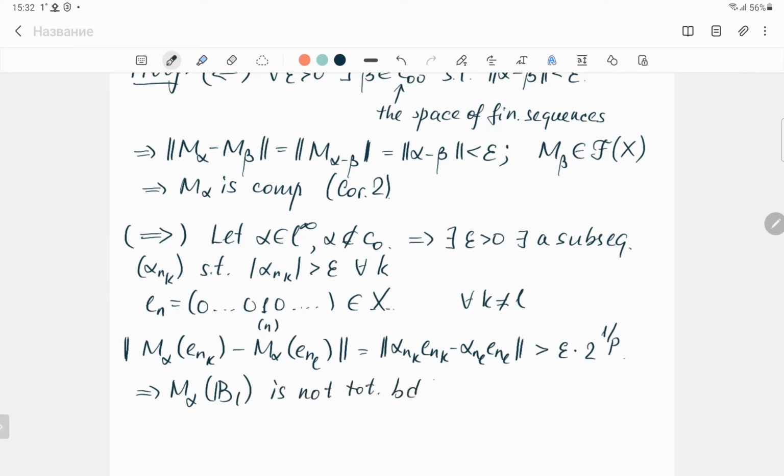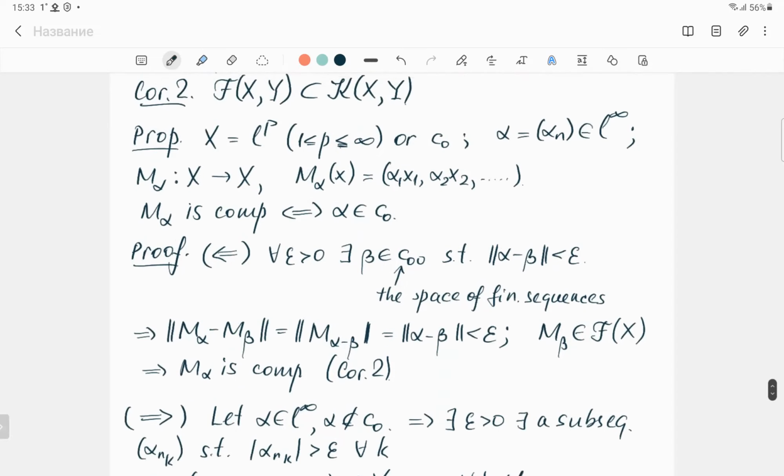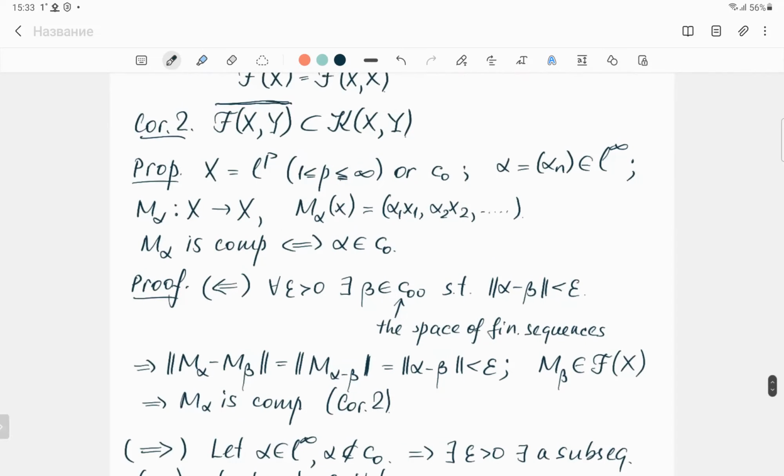And so the operator is not compact. And this completes the proof. So once again, I'd like to stress that this result shows that corollary 2 is a very convenient tool for proving the compactness of an operator. If an operator can be approximated by finite rank operators, then it is compact.